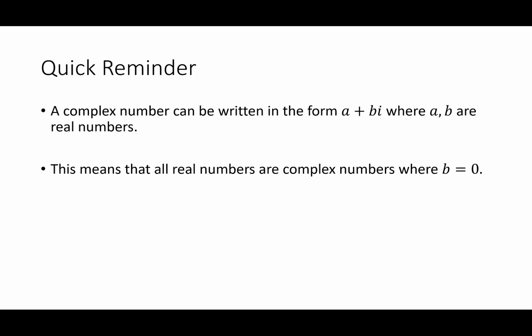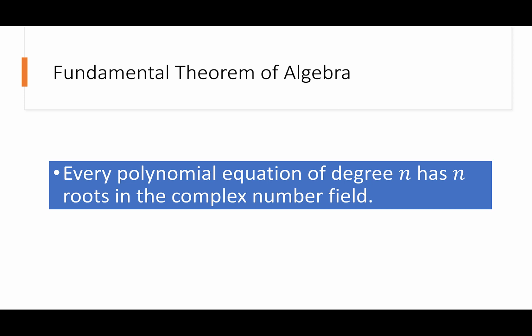So as a quick reminder, a complex number can be written in the form a plus bi, where a and b are real numbers. This means that all real numbers are complex numbers where the b is equal to 0. So we're going to look at the fundamental theorem of algebra. Every polynomial equation of degree n has n roots in the complex number field. It's important to say that the n roots don't have to be unique. Remember, we have multiplicity, so we can have a repeated root, and because real numbers are complex numbers, some of the solutions or all of the solutions could be real numbers instead of imaginary.